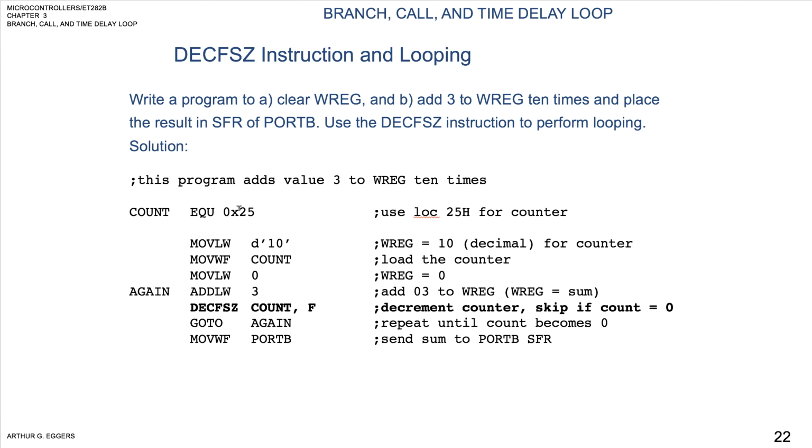So you can see everything that goes on here on the top is counting down until we reach 0. Each time that it does the test, and it's not 0, it tells it to go to again, and it repeats until it finally gets down to 0. At which point it will move the working register value to port B and send the sum to that special function register.